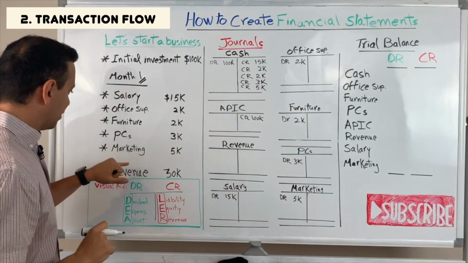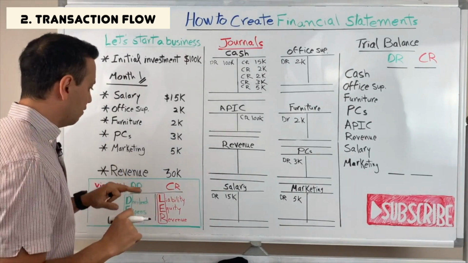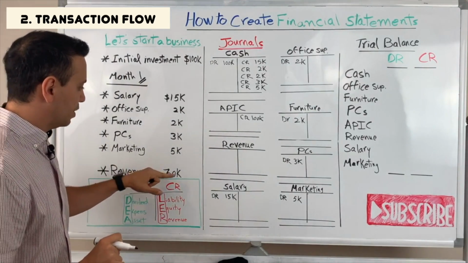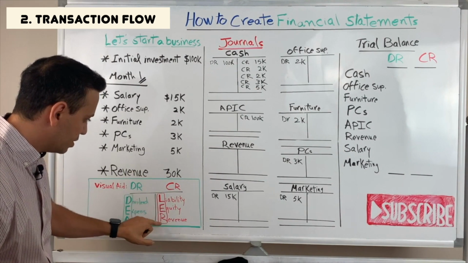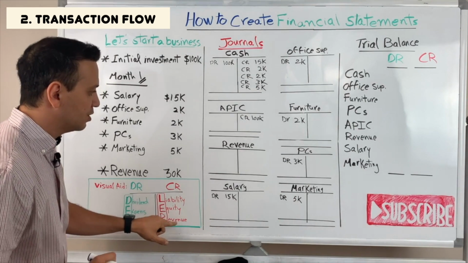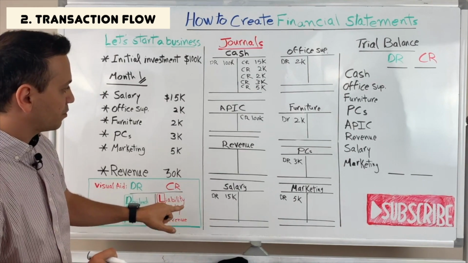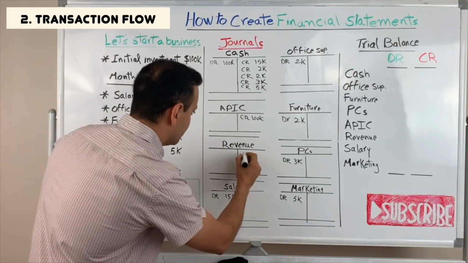So now we're done with our expenses, and we're saying that in the same month we generated revenue of $30,000. The way to record revenue, looking here at our DEALER acronym, revenue is down here in the word DEALER, it's a credit. So to increase revenue, it's a credit. So you look at revenue, which is right here. So that's a credit of $30,000.